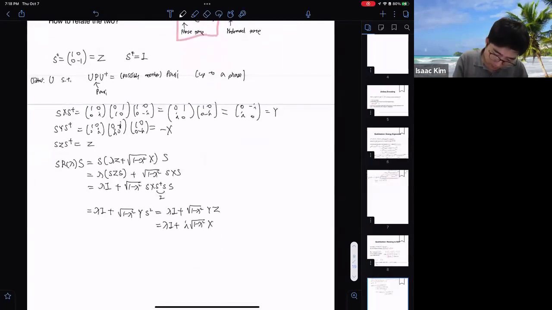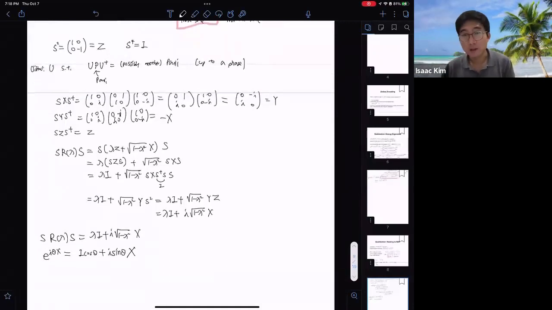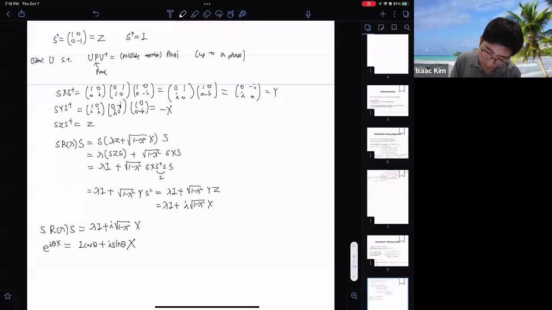Okay, so I will just put these things side by side. So S R lambda S is equal to this expression. And what is it? e to the i theta X, which appeared in quantum signal processing, was i cosine theta plus i sine theta X. So now they actually look very similar, right? And indeed, you can choose cosine theta to be lambda to identify the two.